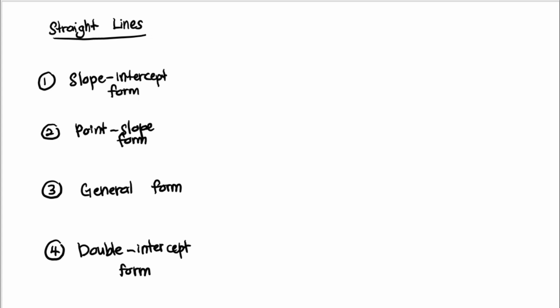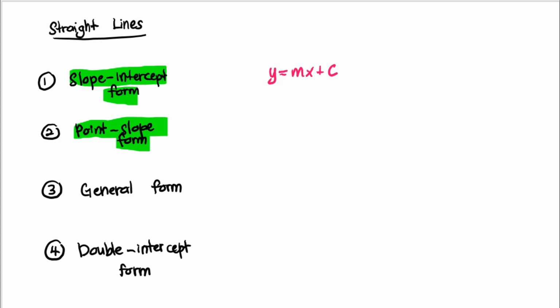The first one is the slope intercept form. The name means that we have the slope and also the intercept. This equation is usually y equal to mx plus c. I guess you have learned this during your secondary school, right? Next we have the point slope form, which is y minus y naught divided by x minus x naught equal to m. So this is the point slope form.